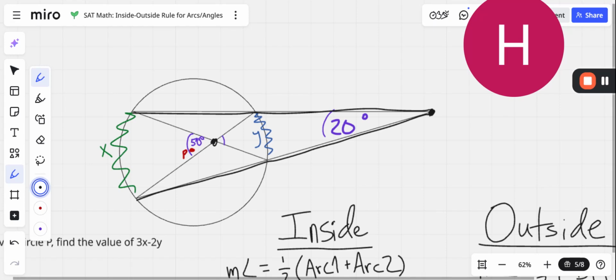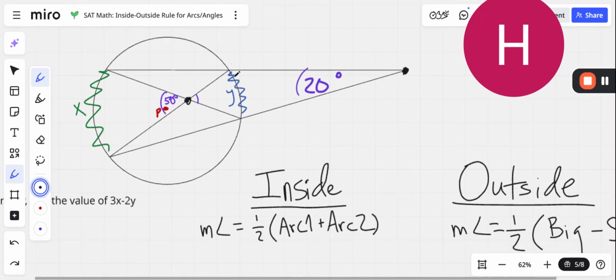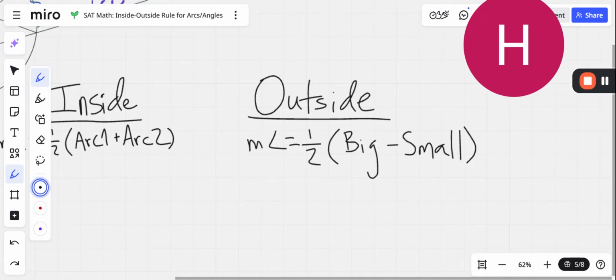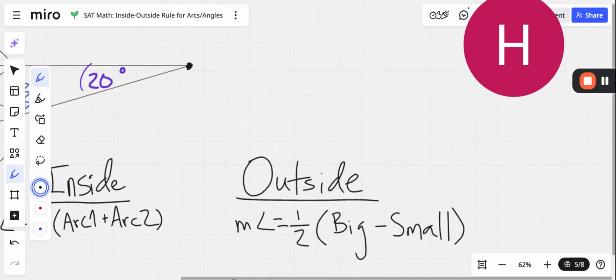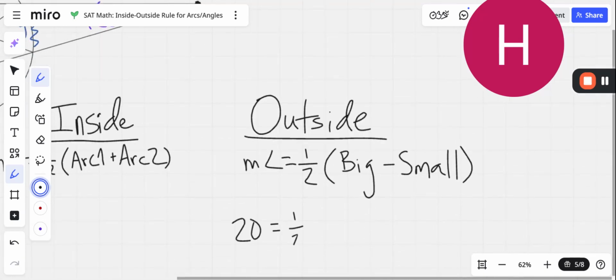And what's happening here is we have two arcs because these segments penetrate through the circle and then they hit the edge of the circle. Theoretically this would continue going outwards. So the big arc is simply the bigger one when it's about to exit the circle, this one x, and the small arc is the first arc where the two segments penetrate through the circle. So this is going to be measure of the angle, which is 20 degrees, equals 1/2 x minus y.